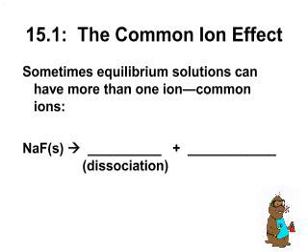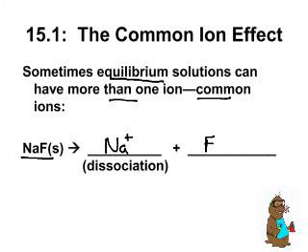Common ion. What do you think common means? Common means it's the same. So sometimes in equilibrium solutions, they have more than one source of an ion, and that ion is called the common ion. For example, when you take sodium fluoride and dissociate it, it dissociates into Na+. Now, you must have a plus. Why do you need a positive? It's a dissociated ion, so it has to have a charge to be an ion. You must have that charge.